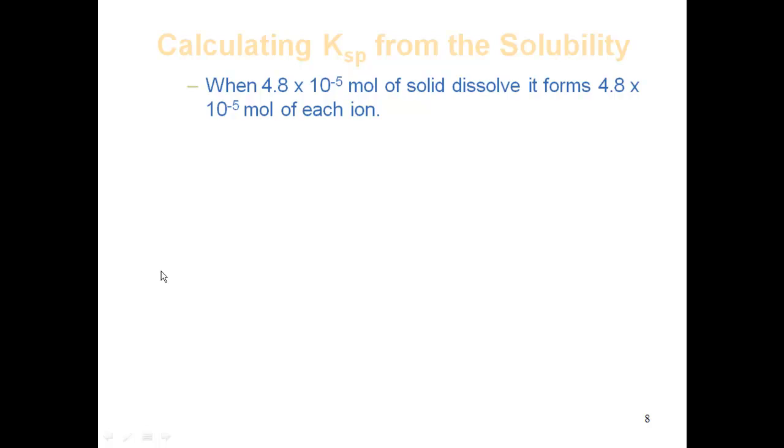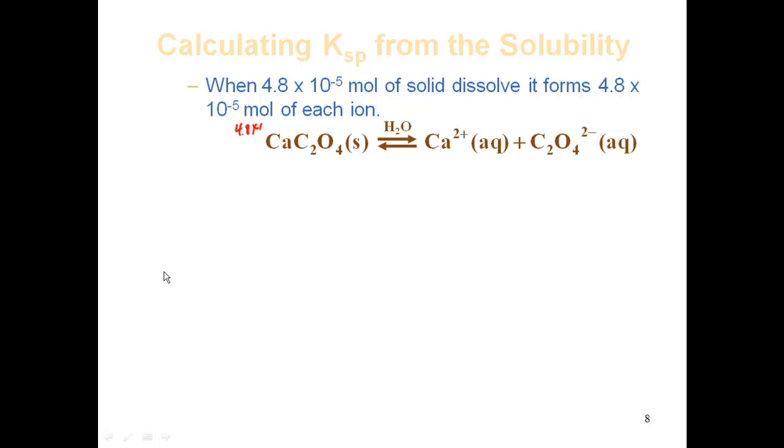So when 4.8 times 10 to the negative 5th moles of the solid dissolves, it forms 4.8 times 10 to the negative 5th moles of each ion. In essence, that's telling me I have my equilibrium. Usually we take that salt and we break it up. So I have calcium oxalate, and we know that I have 4.8 times 10 to the negative 5th molarity. That's the maximum that can be in that solution.